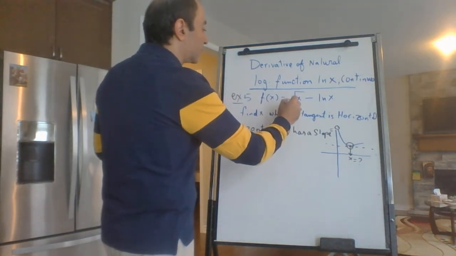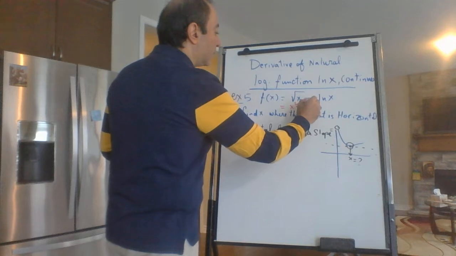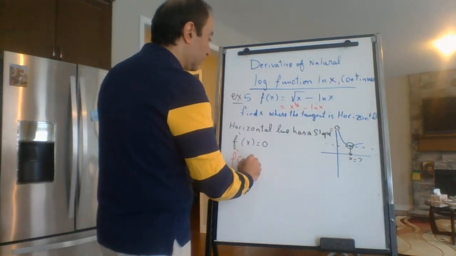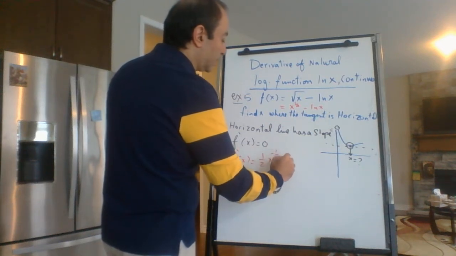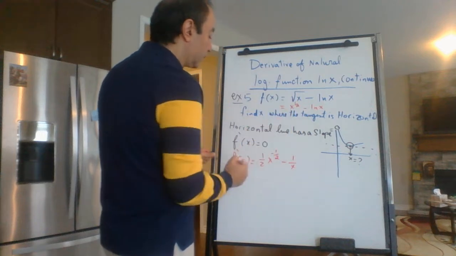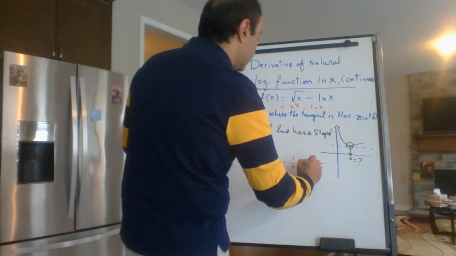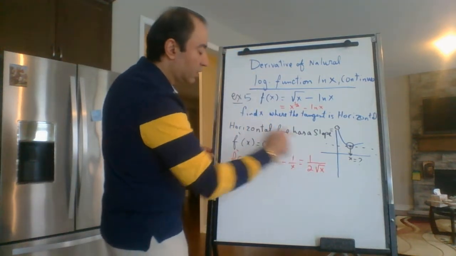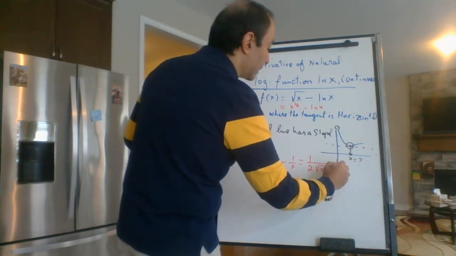This is our plan. So how can I find the derivative of this? I will rewrite it: square root of x is the same thing as x to the power of 1/2, minus ln x. So f prime of x will be 1/2 x to the power of negative 1/2, minus 1 over x, the derivative of ln x. This is the same thing as 1 over 2 square root of x; I send this down and change it to radical form, minus 1 over x.